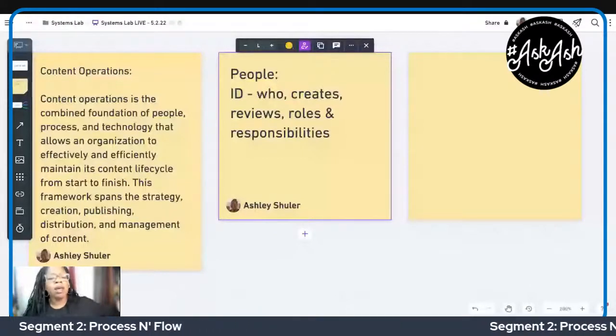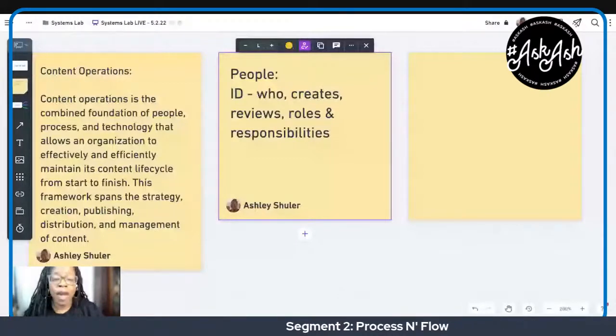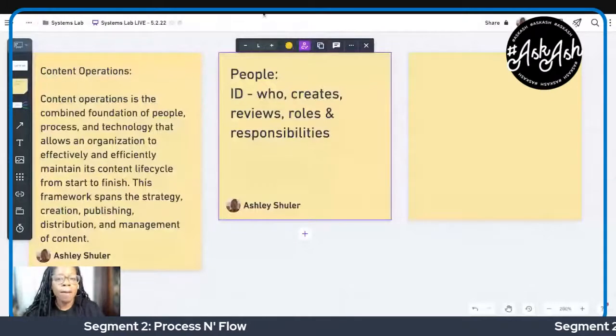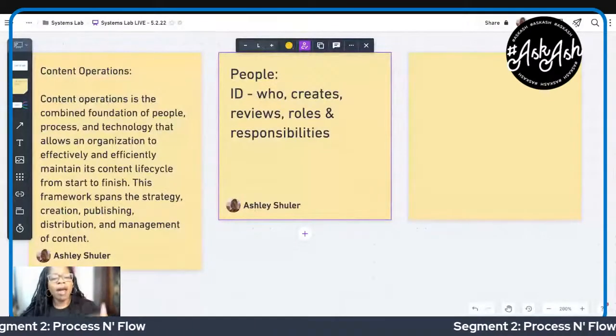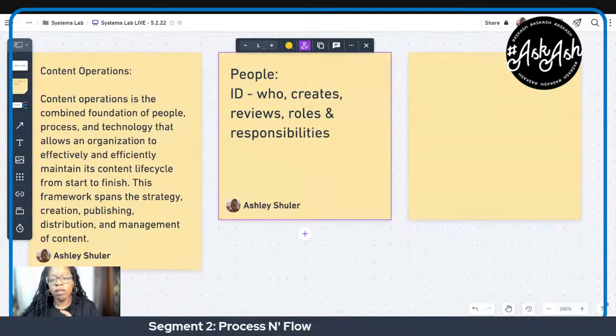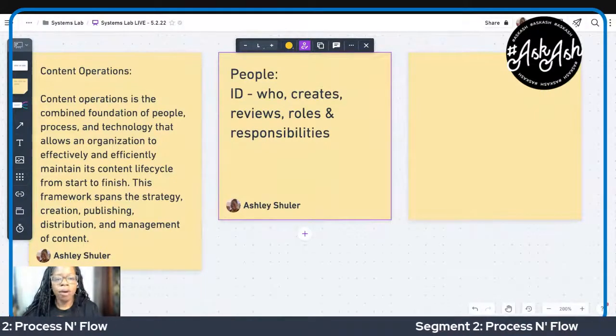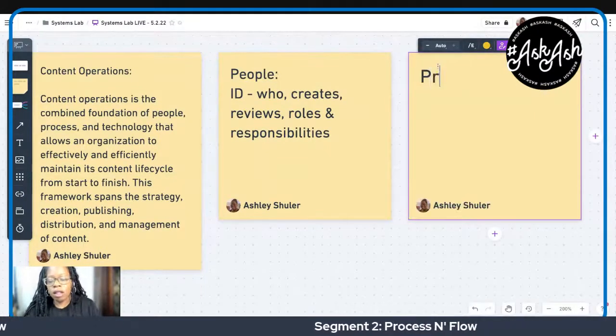So yes, roles and responsibilities, outline them. They're important. The people factor is always important when you're doing this type of work. All right, next up, we've got process. Now, Systems Lab is always going to be talking about process. So let's get into that here.